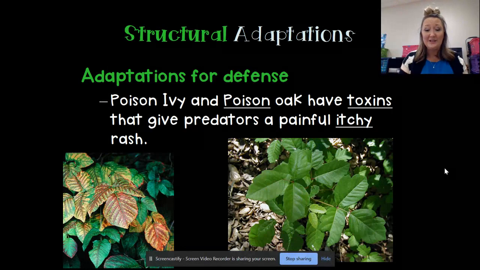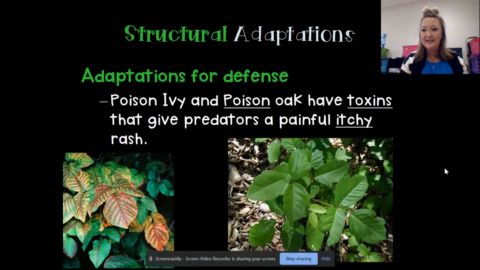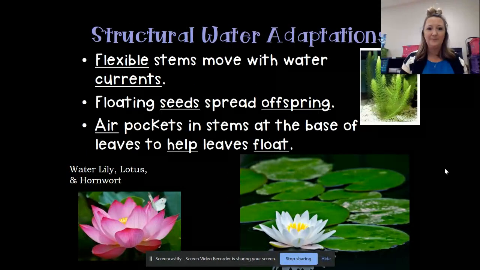If you've ever gotten into some poison ivy or poison oak and you have an allergy to it, they have these toxic oils, and those oils can give us a painful, itchy rash, right? It is not very comfortable. It makes little blisters on your skin. And these are just because those oils are really strong and keep predators from coming to eat their leaves. So they're able to spread and reproduce and do what they do.